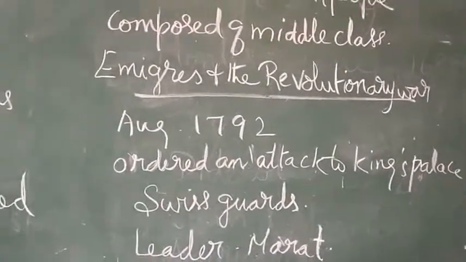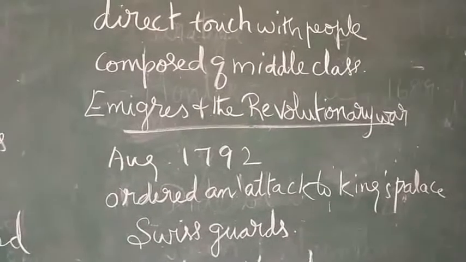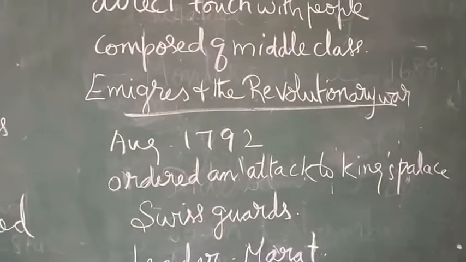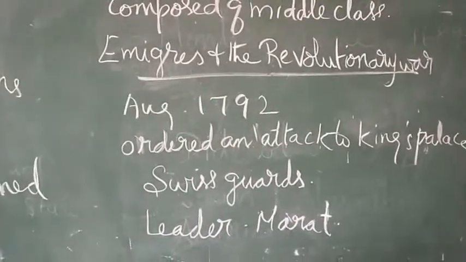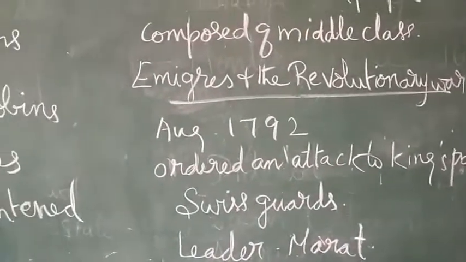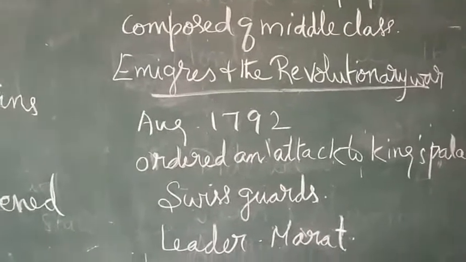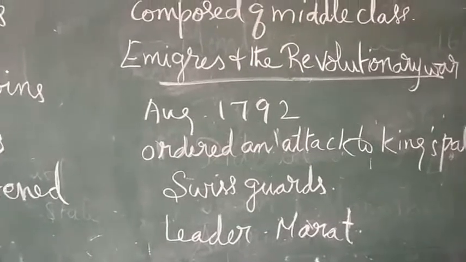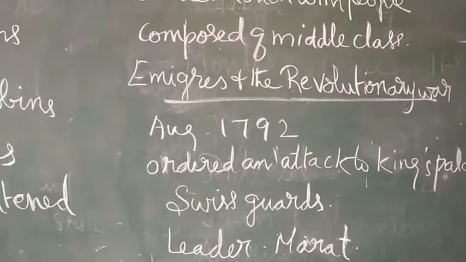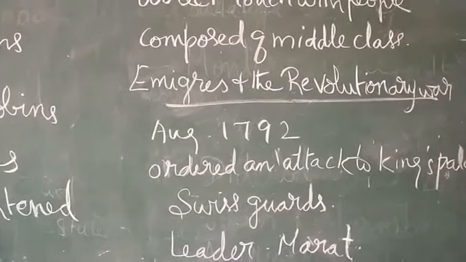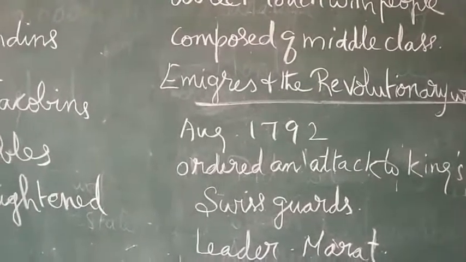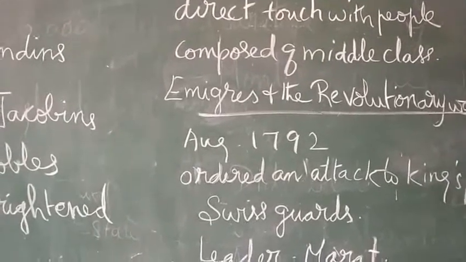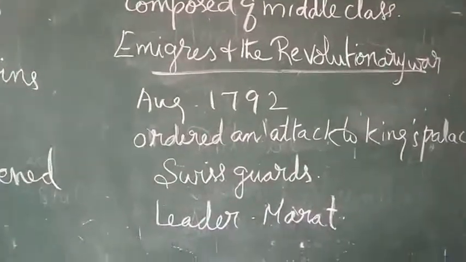So in August 1792 they ordered an attack on the king's palace. The king ordered shooting by the Swiss guards. He was finally imprisoned. The people of Paris, angered by the action of the Swiss guards shooting and killing many people, turned on the supporters of the monarchy under the leader Marat.